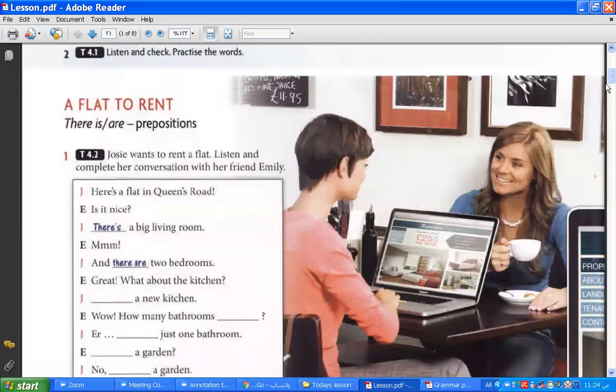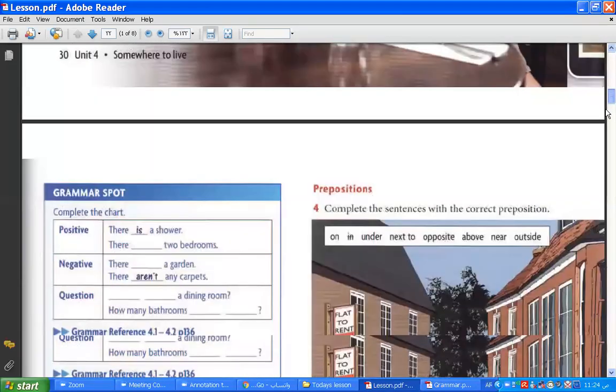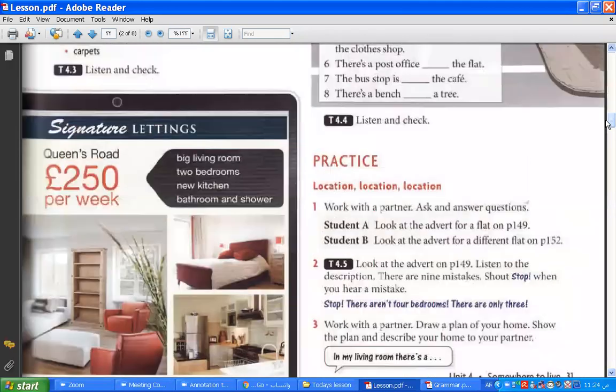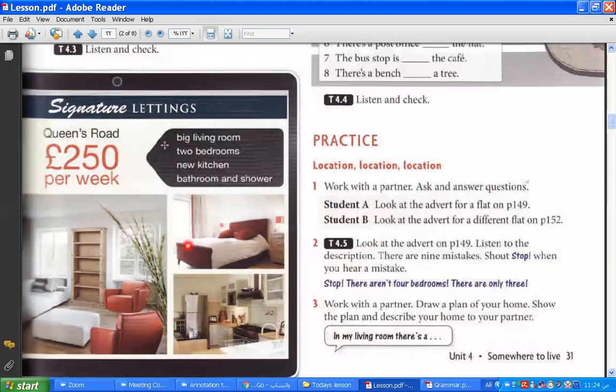Let's go back here. Guys, do you see this flat? You see this flat? Yes. So let me ask Ahmed. Ahmed, you are hearing? Yes. So Ahmed, you can tell me about this apartment.